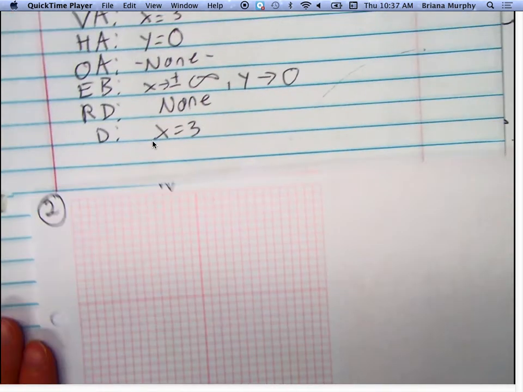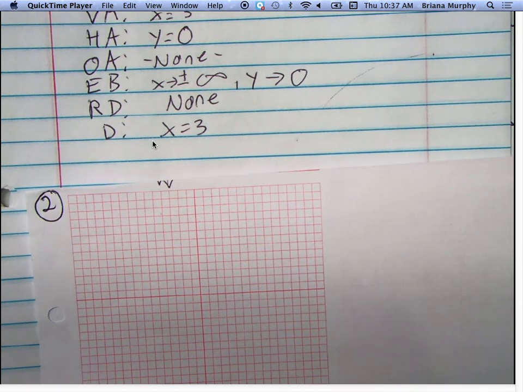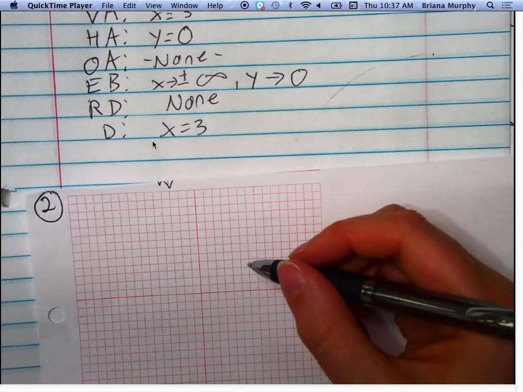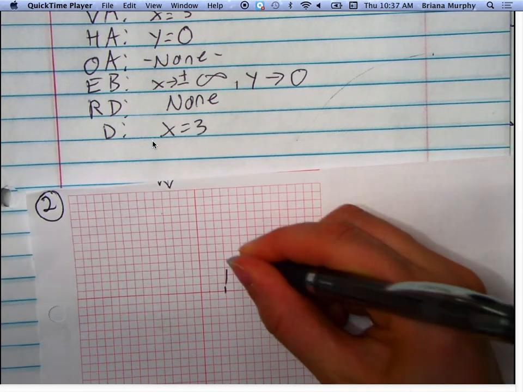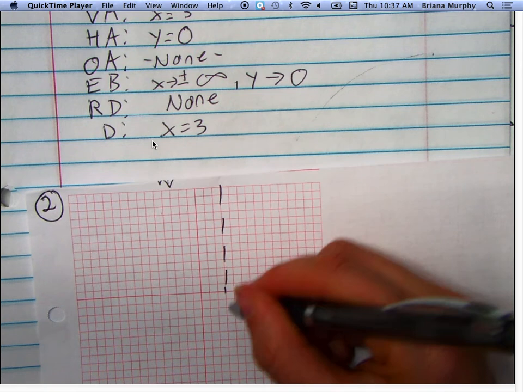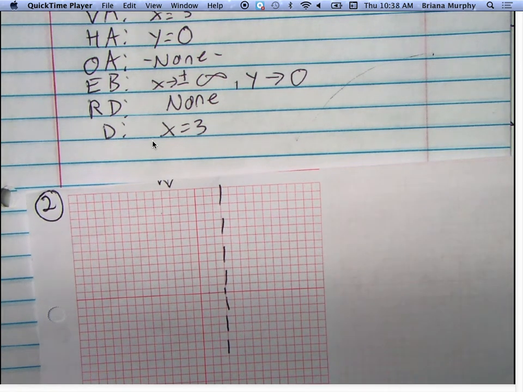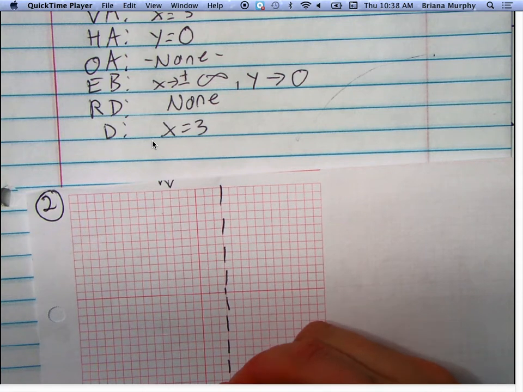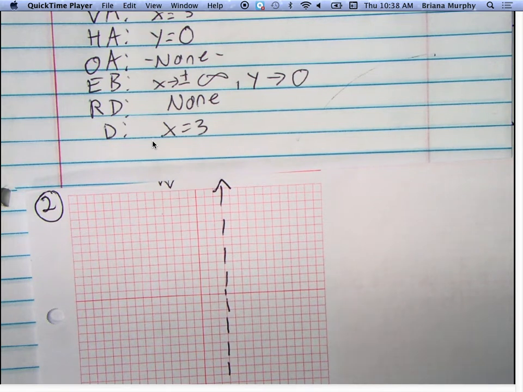What do I do first? Do you guys remember from the first one? We put our vertical and horizontal asymptotes, right? So my vertical asymptote is at 3. So I go 1, 2, 3, and I draw a line. These are just telling me where my graph can't cross. Like, I might be approaching this line, but I can't ever cross it. Okay?